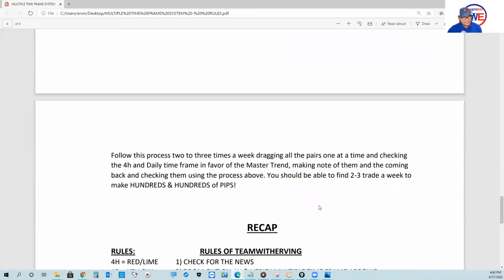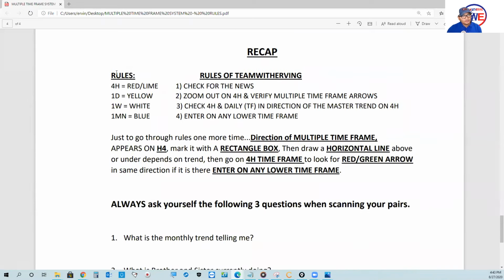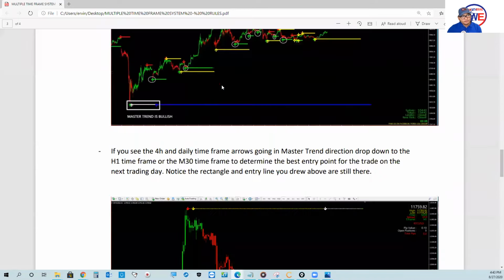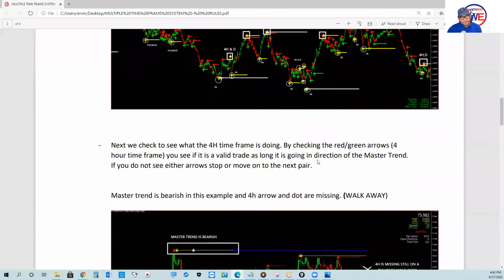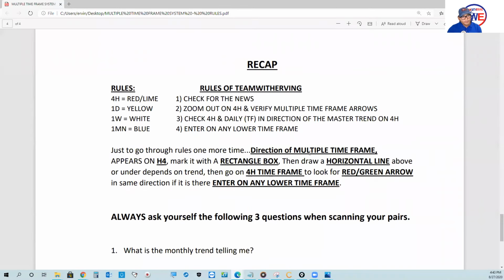That's it. All right. So here's a recap. We use the 4 hours, the red line. The daily is our yellow. The weekly is our white. The monthly is our blue one. Always check for the news. At the beginning of this PDF, it tells you this is what I use here, guys. I use my FX book. You can go there and get used to it. Always check the news. That's rule number 1.